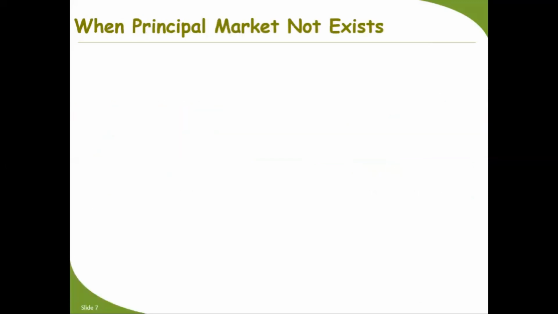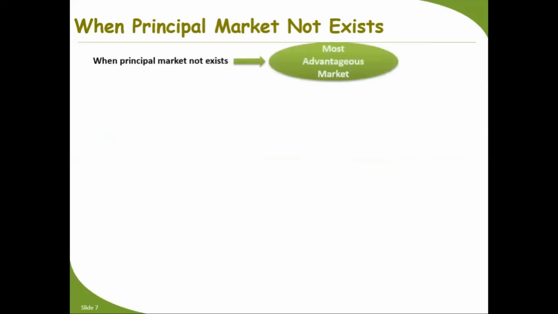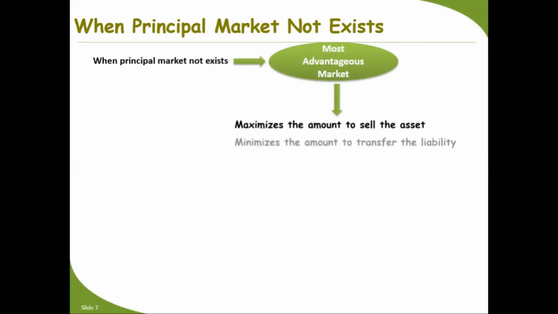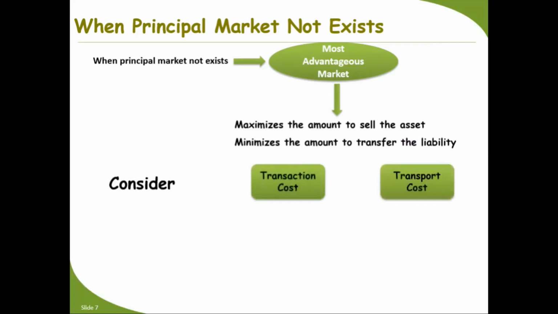Now, when you don't have a principal market, in that case, you will use what? The most advantageous market, which maximizes the amount to sell the asset, as I discussed earlier, and which minimizes the amount to transfer the liability. In that case, when you are determining your market, you are supposed to consider transaction cost and transport cost. When you are determining your most advantageous market, you will consider your transaction cost.